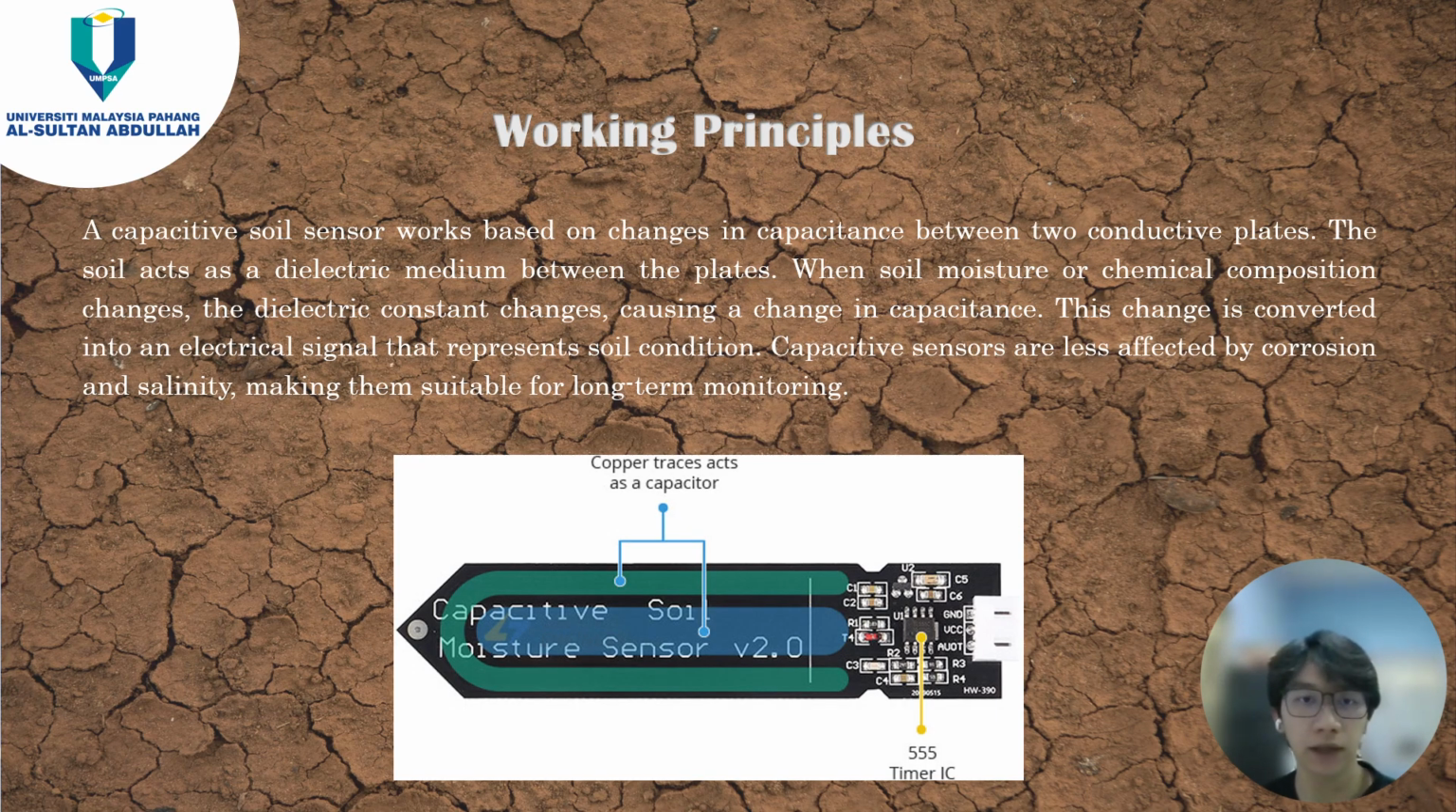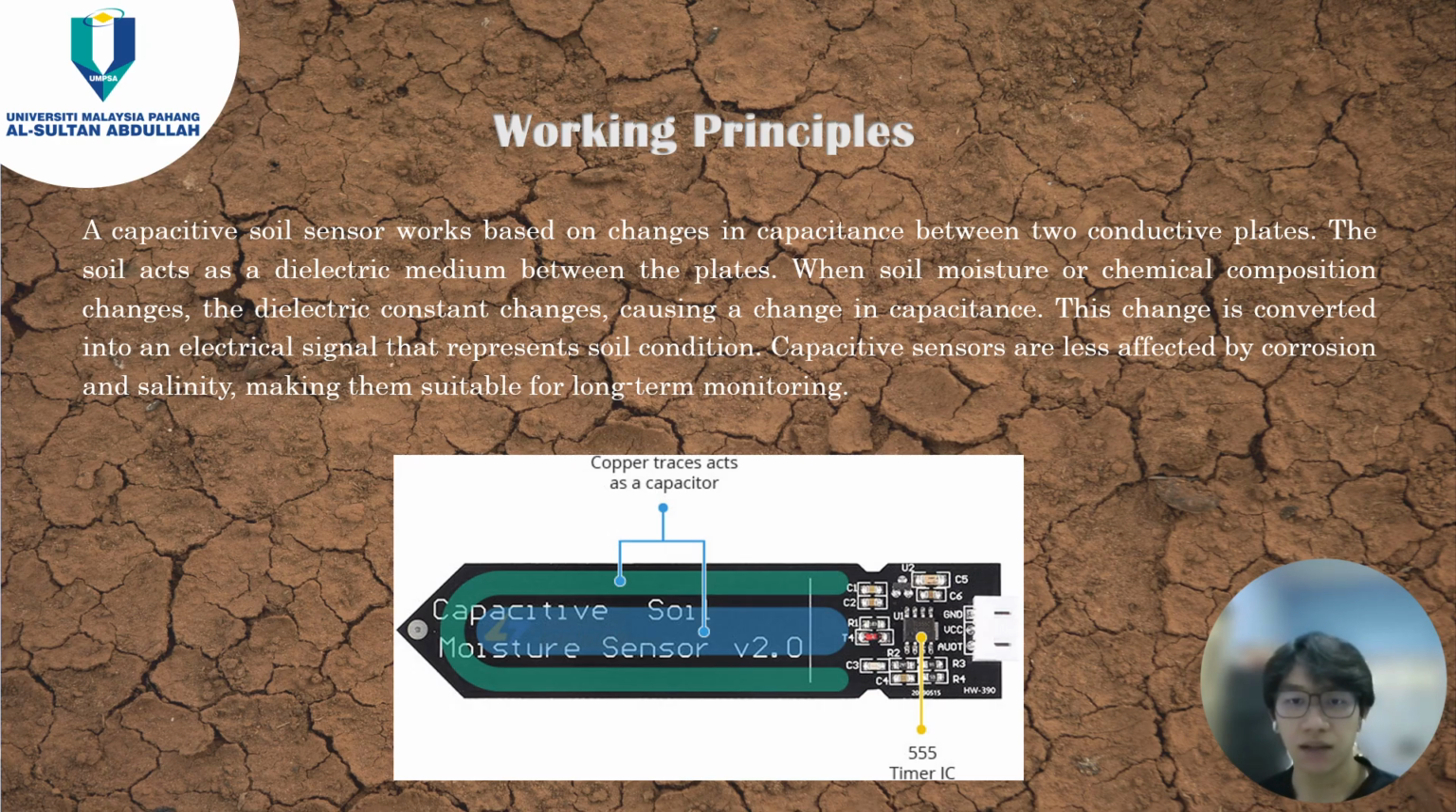Now, we will be looking at the working principle for these two sensors, starting off with capacitive soil sensor. A capacitive soil sensor works based on changes in capacitance between two conductive plates. The soil acts as a dielectric medium between the plates. When soil moisture or chemical composition changes, the dielectric constant changes, causing a change in capacitance. This change is converted into an electrical signal that represents soil condition.